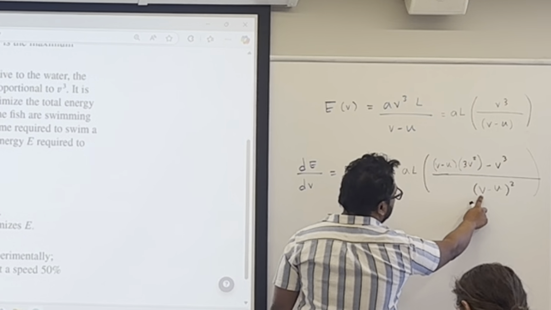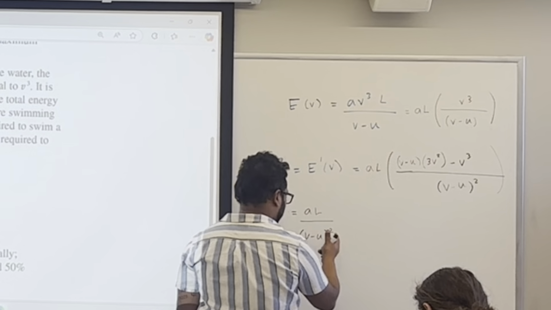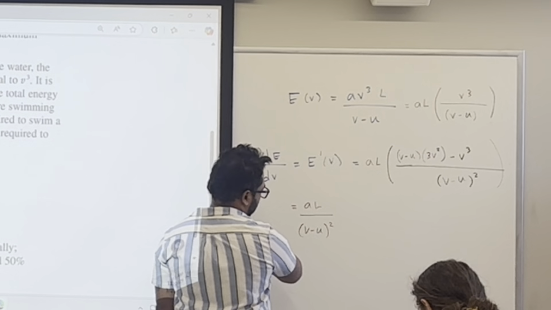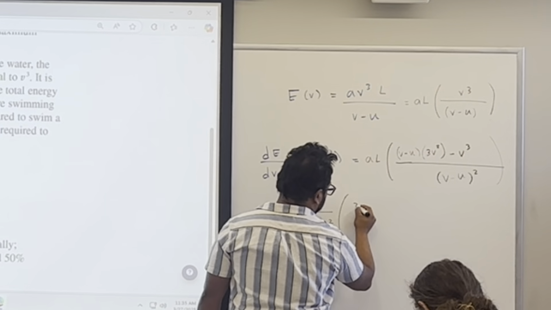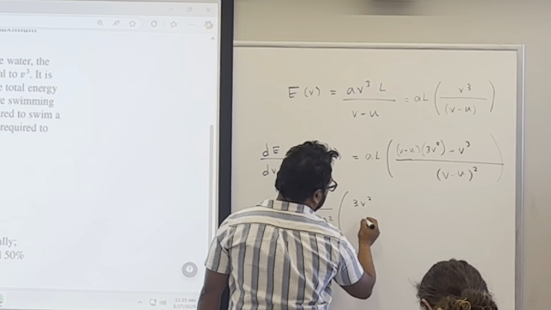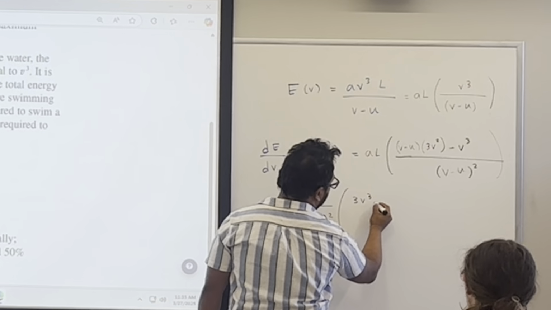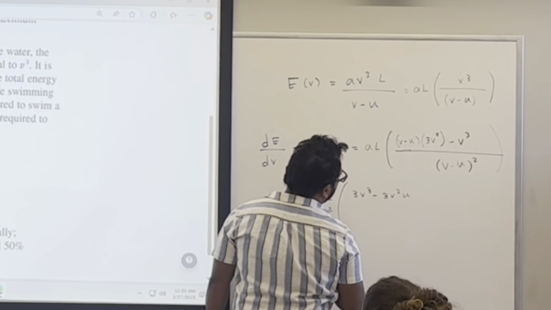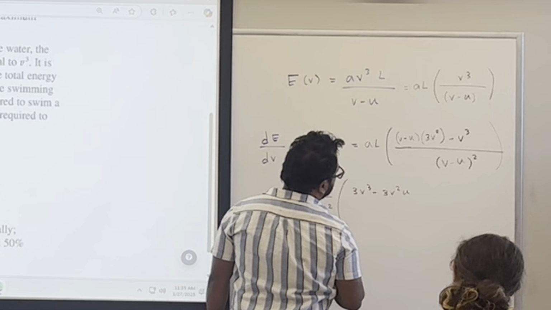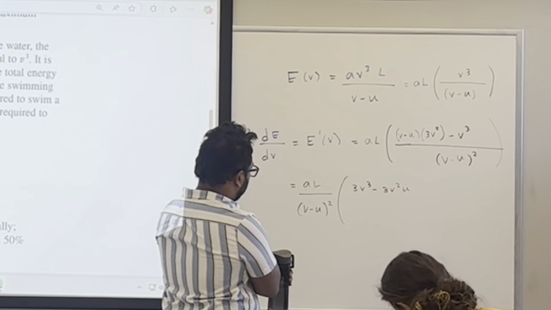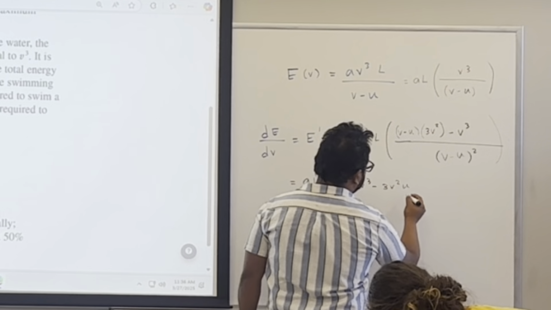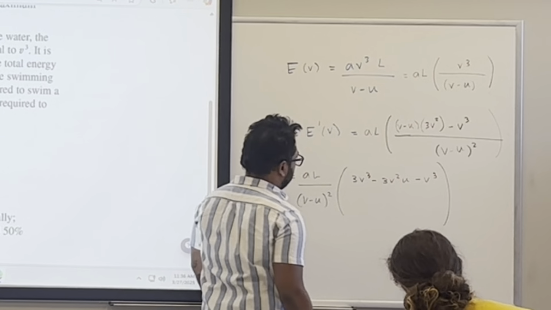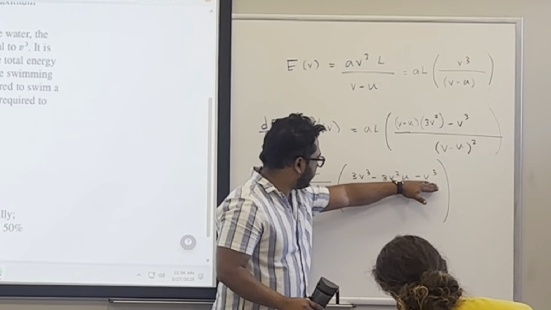So since V is more than U, this is a positive number. Of course, it's positive anyway, and I want to make sure it's never 0. It's never 0 because of the condition. And if I simplify this, 3V cube, and 3V squared U. This is the thing that I want to consider.